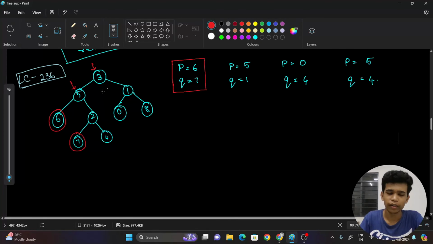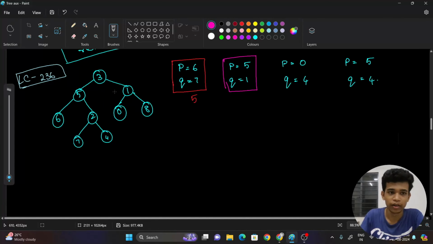But for all other nodes, 6 and 7 are not descendants, right? So I can say these two, 3 and 5, are the common ancestors for 6 and 7. Between these two, I can say this 5 is the lowest common ancestor, because 5 occurs after 3, deeper in the tree. So 5 is the output for this P and Q. So what's the output? It is 5. Can you understand this? Okay, now let's move on to the next example.